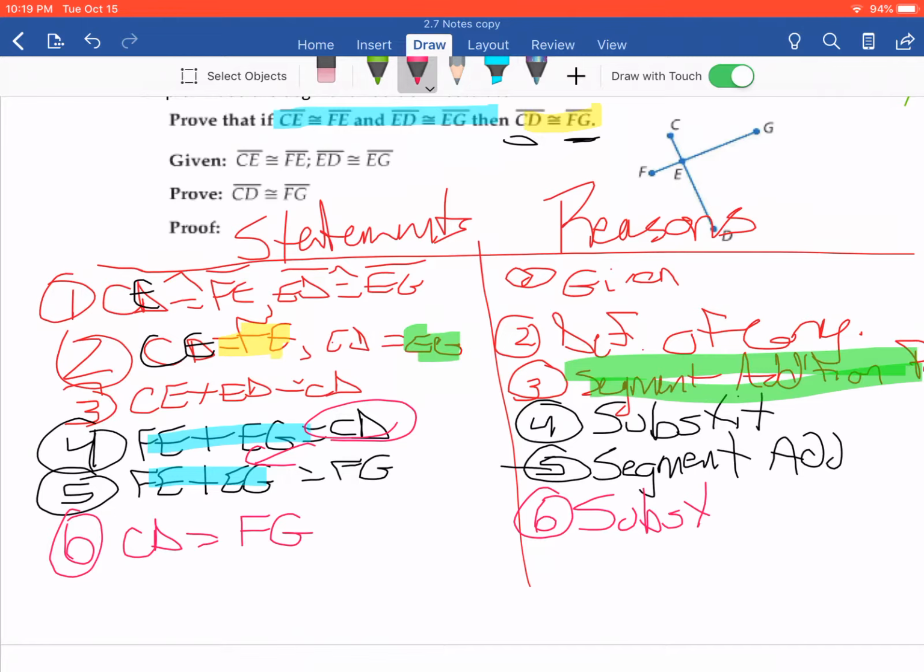Now we're close to being done, but I need to talk about line segments. We're not talking about distances, so line segments. I need to use that definition of congruency again to say that CD is congruent to line segment FG, and that is the definition of congruency.